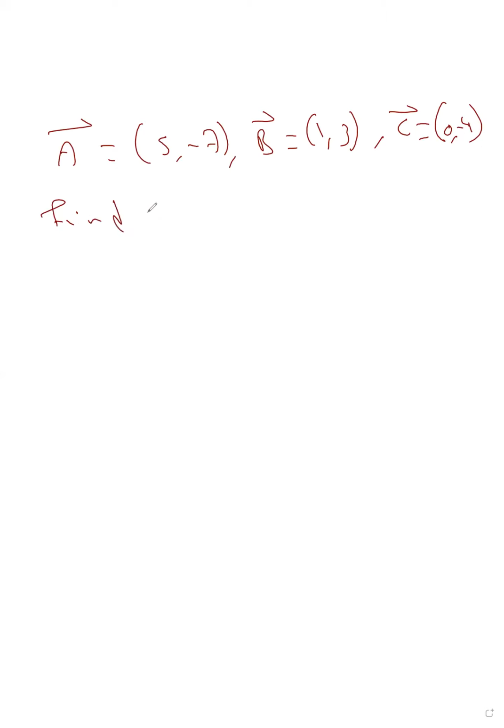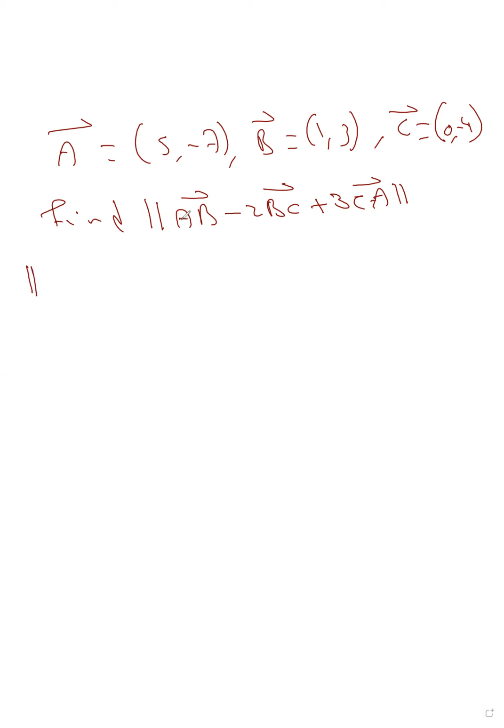If vector A equals (5, -7), vector B equals (1, 3), and vector C equals (0, -4), find the norm of AB minus 2BC plus 3CA. Okay, you can find each vector or you can find all of them together.